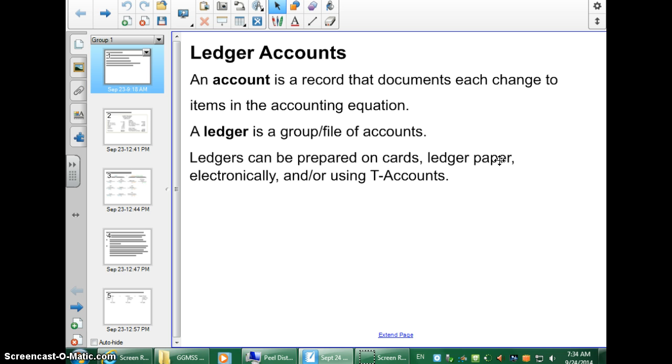I think going forward in this course, I will mostly focus on T accounts, and then when we get to the section where we start using software, we'll be doing transactions using Simply Accounting.